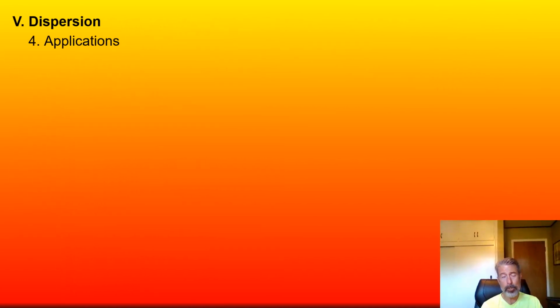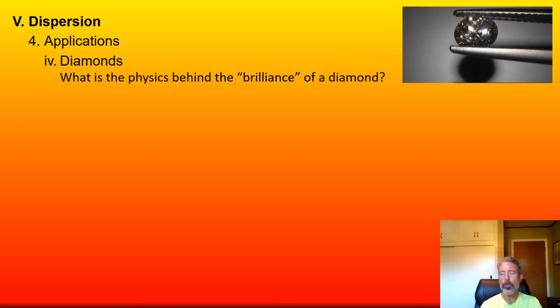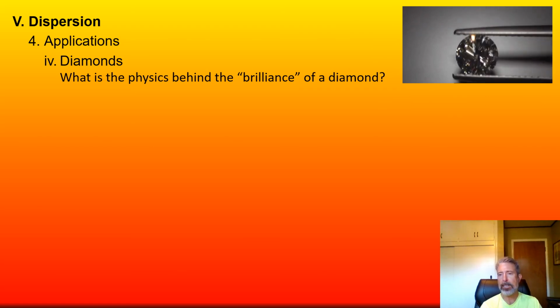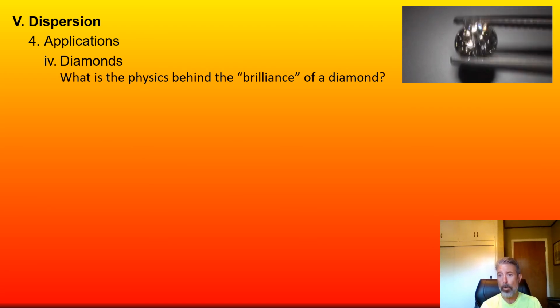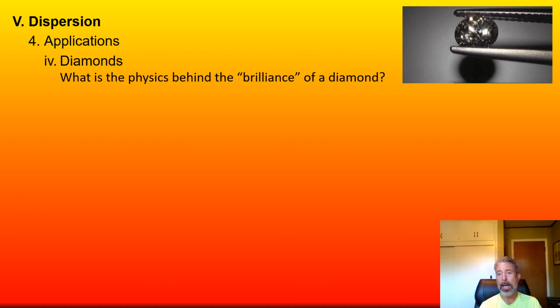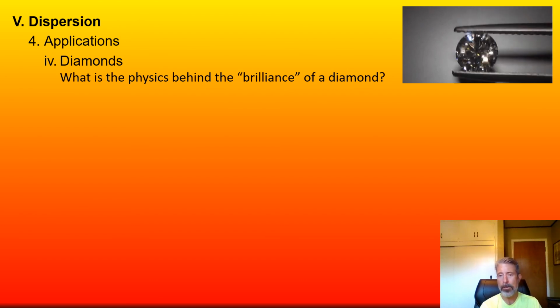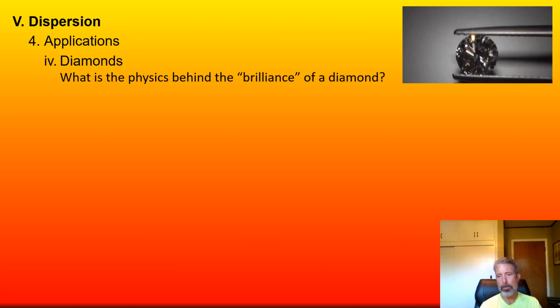Right, and the last application of dispersion that I've alluded to a couple times today is the brilliance that is displayed by diamonds. So what is the physics behind the brilliance of a diamond? Well, let me show you here. When we talk about brilliance, we're really talking about the fact that many colors of light appear reflected off the diamond. And so the more refraction of those colors of light that enter your eye, the more expensive the diamond. And the cut of the diamond has everything to do with its brilliance: to what degree you're going to get the separation of colors when the diamond is exposed to white light.